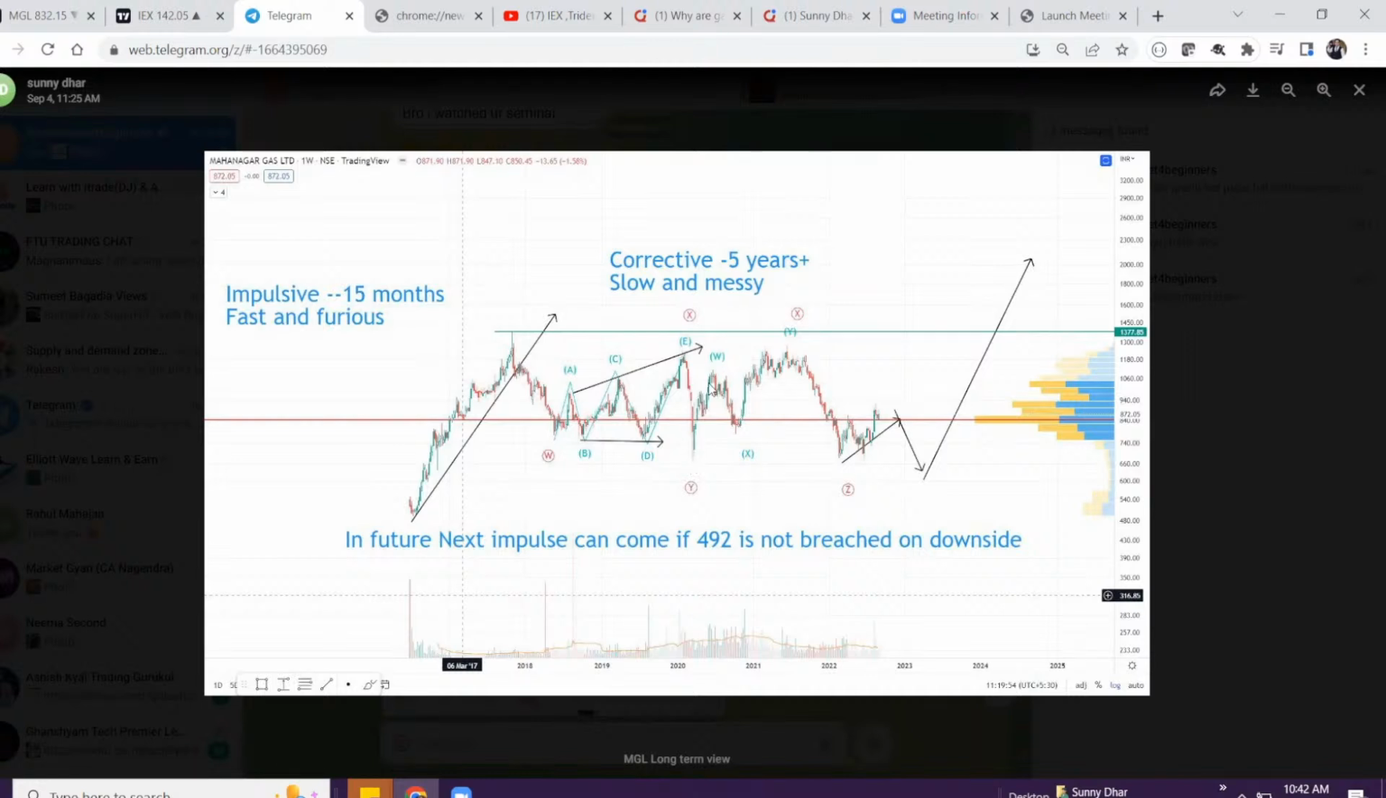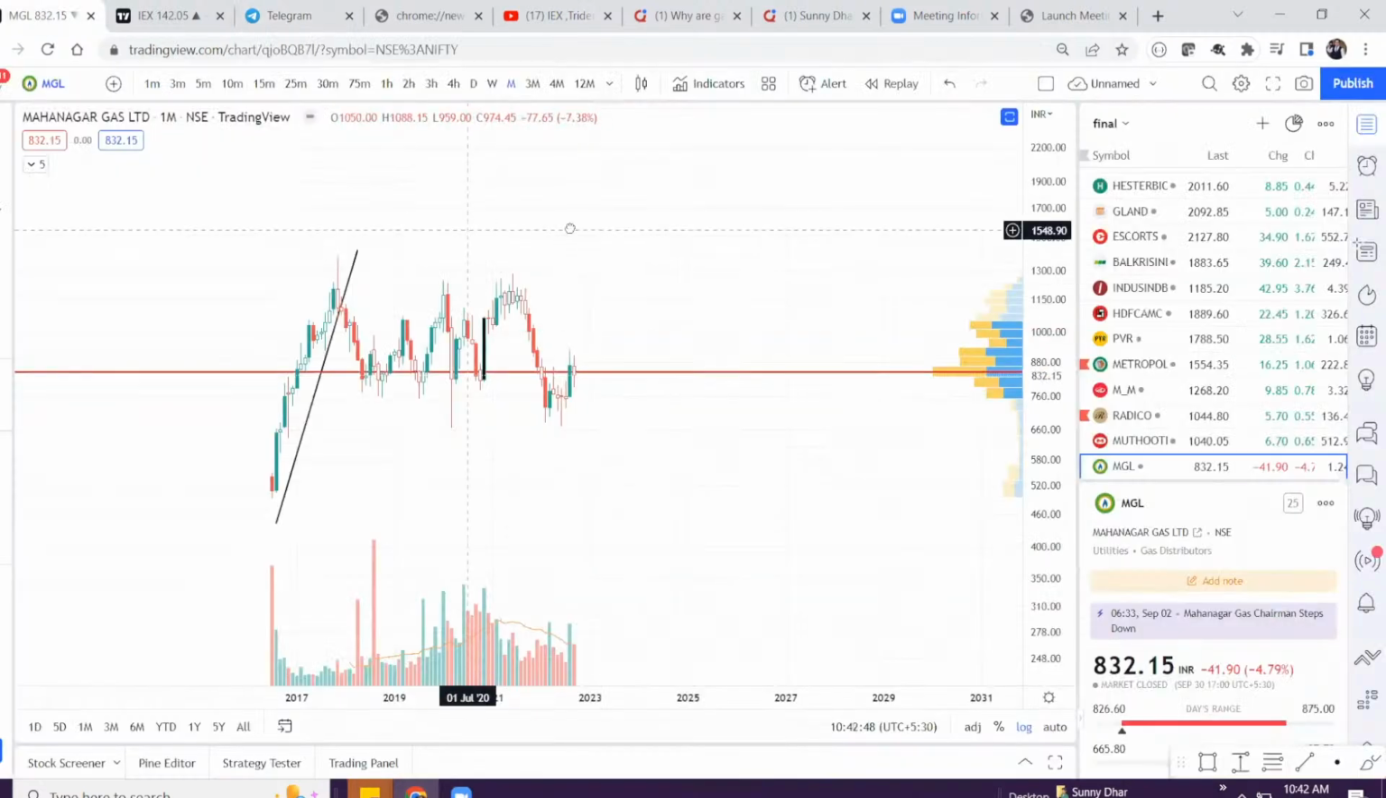Now you can see in this case, it again gave a pattern of WXY, which was the X wave. This X wave and this X wave will look almost identical and may take the same time. And once this X wave is over, you can have that next Z wave, which is again a down move. So now let us see this on a monthly chart of MGL.